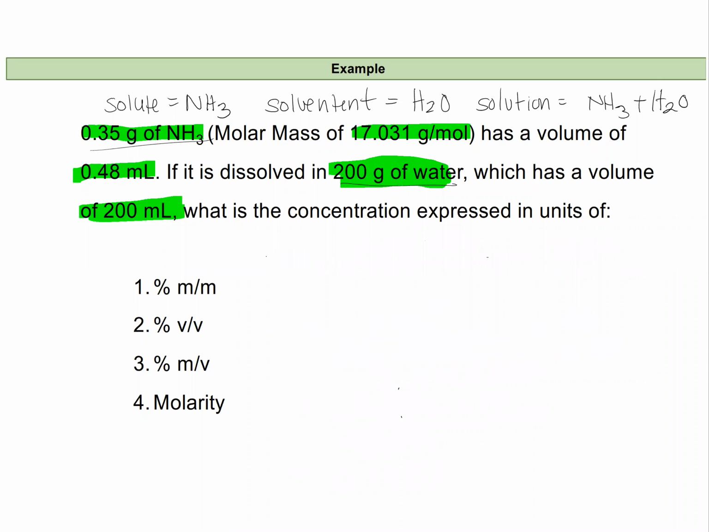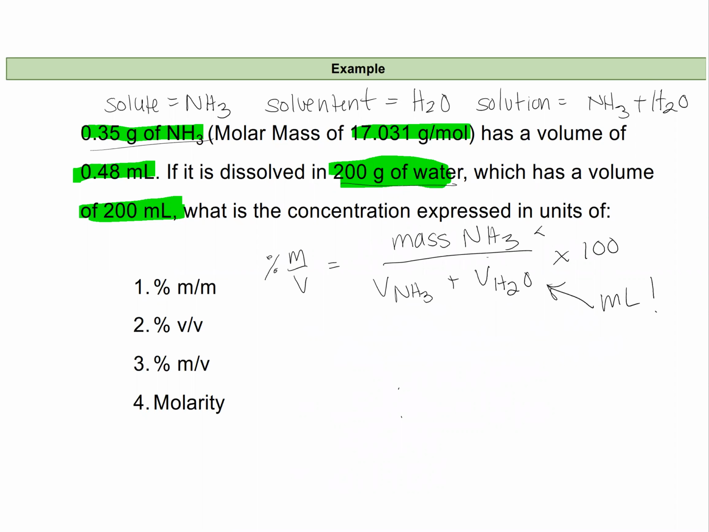Now let's take a look at percent mass per volume, which is going to be equal to the mass of our ammonium, now divided by the volume of our ammonium plus the volume of our water. And we're going to make sure that our volume units for this need to be in milliliters, and my mass needs to be in grams. And luckily, we've been given grams and we've been given milliliters initially in our problem. And so I'll plug in the values that we have been given.